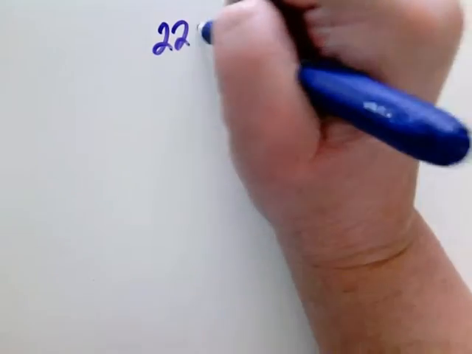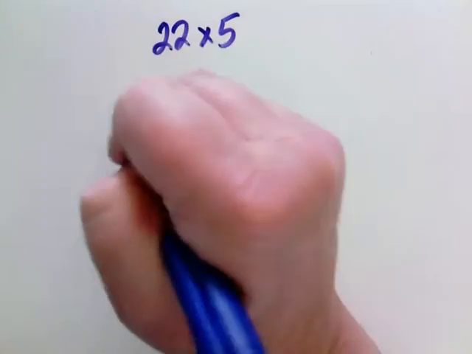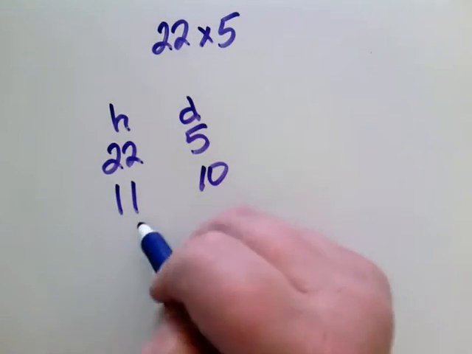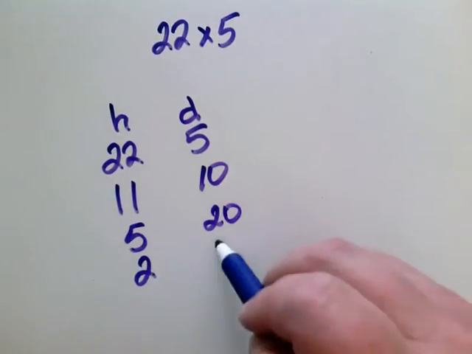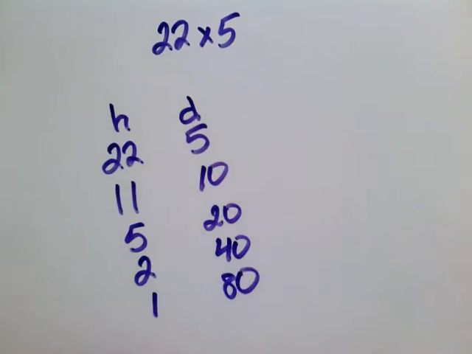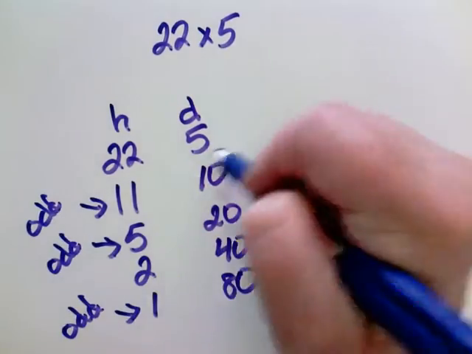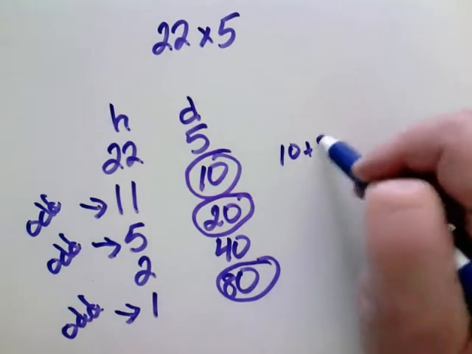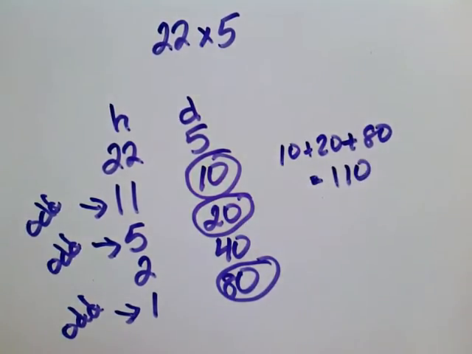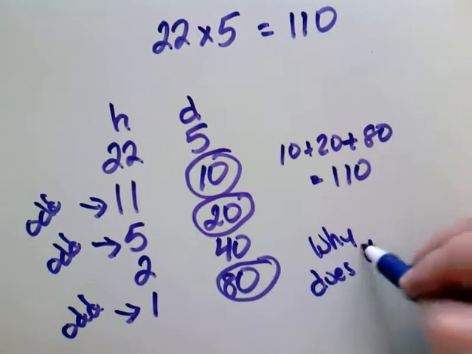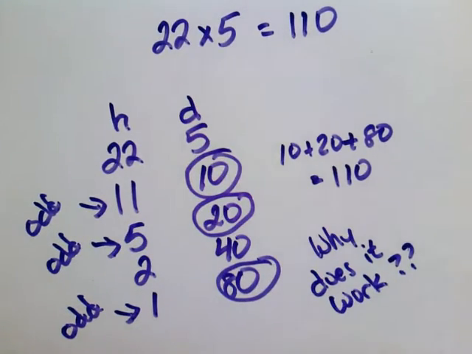So let's try the Russian Peasant Method with some larger numbers. How about 22 times 5? We'll halve the 22 and double the 5. And then we'll keep on halving and doubling until we finally have a first number of 1. We'll take the numbers opposite the odd first numbers and add them together. So 10 plus 20 plus 80 is 110. But why on earth does this work?